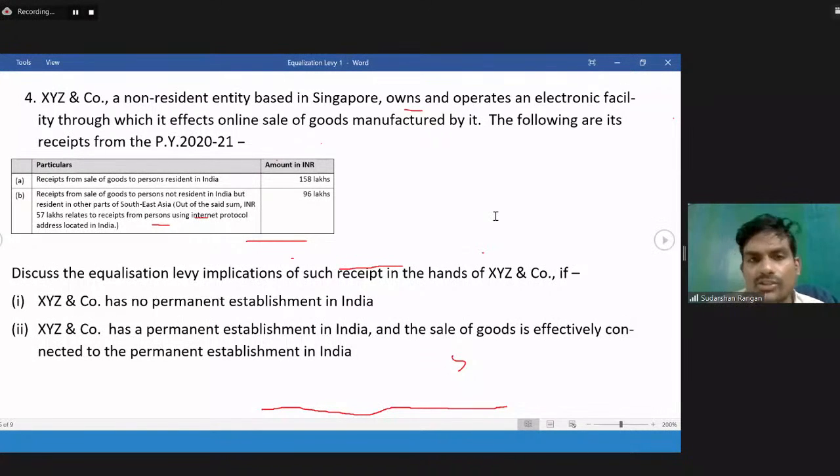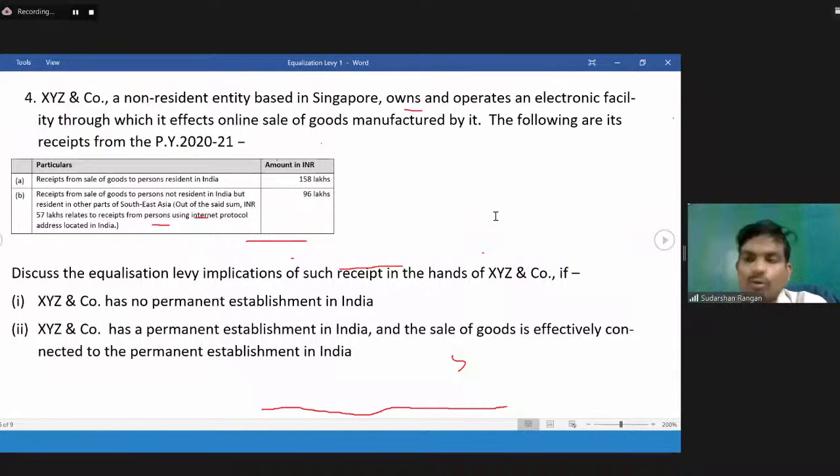So 1.0 is straightforward: online advertisement services, 6%. 2.0 is non-resident e-commerce operators doing e-commerce supply or services. The rate is 2%. And here the onus of discharge is on the non-resident e-commerce operator. So these are the subtle variations. We'll try to upload these questions as well. Do practice. So pretty straightforward. Again, 6 to 8 marks on equalization levy.